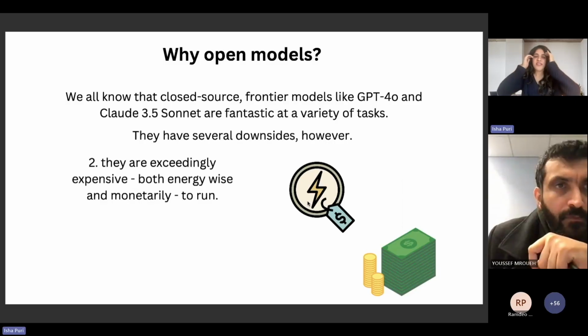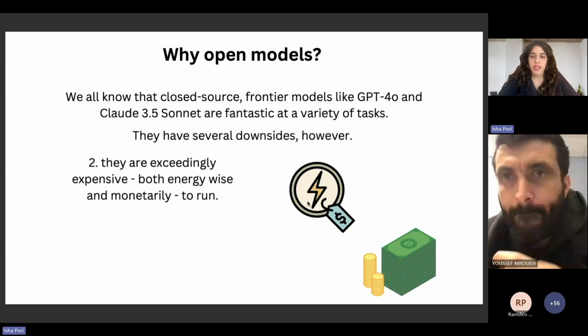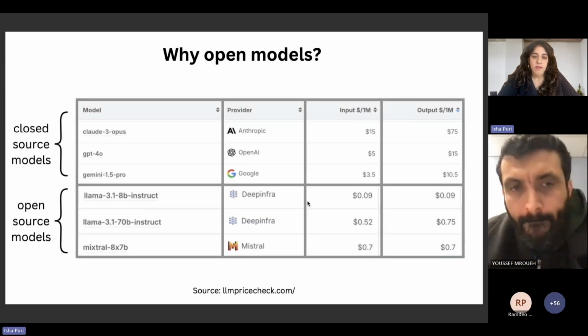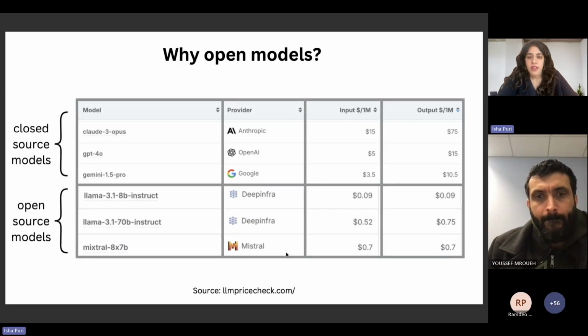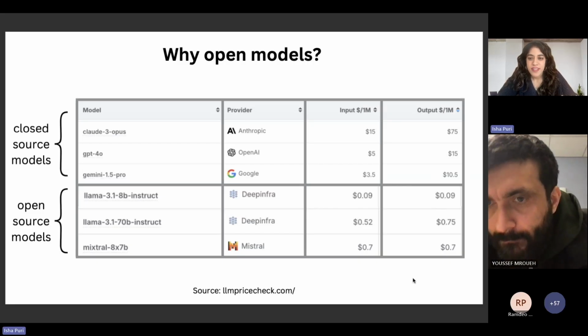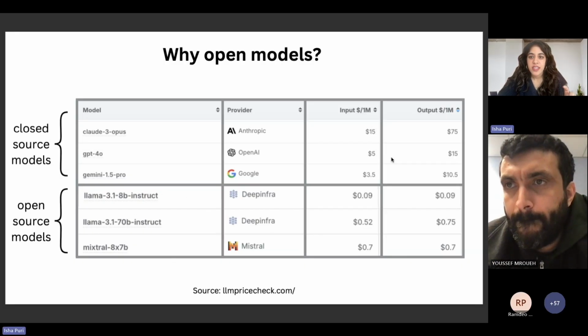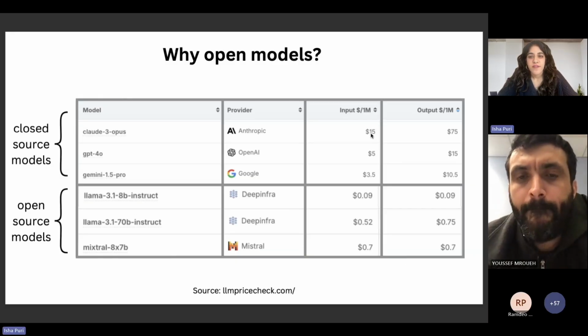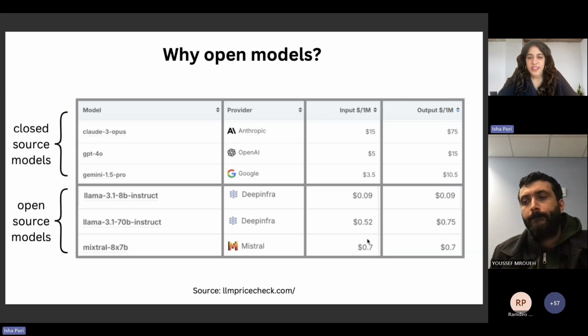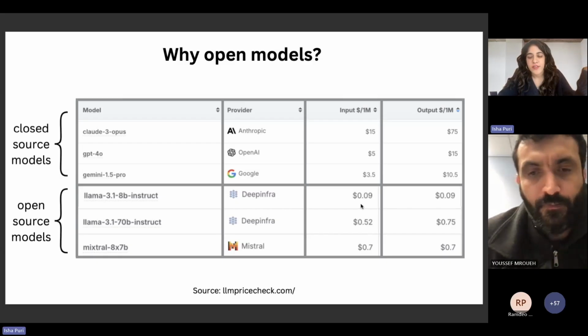The second, I think, most major downside of this is that they're exceedingly expensive to run, both energy-wise and monetarily. If you think about it from a monetary perspective, the top 3 rows of the table tell you the prices for very large closed source models, and the bottom 3 rows signify the costs for open source models. You can tell there's a massive difference between the very small open source models and larger models, just in terms of $15 for a million tokens versus 70 cents or 52 cents or even 9 cents. This will really add up once you start to scale the amount of queries that you're chugging through the language model.